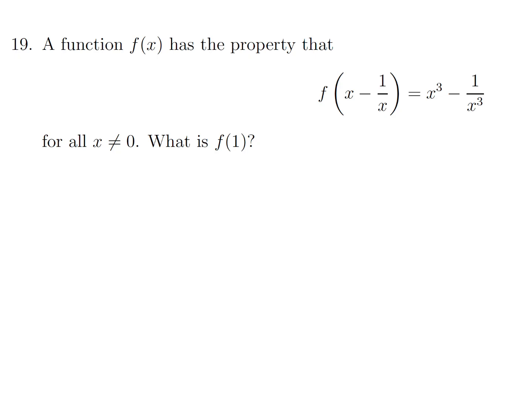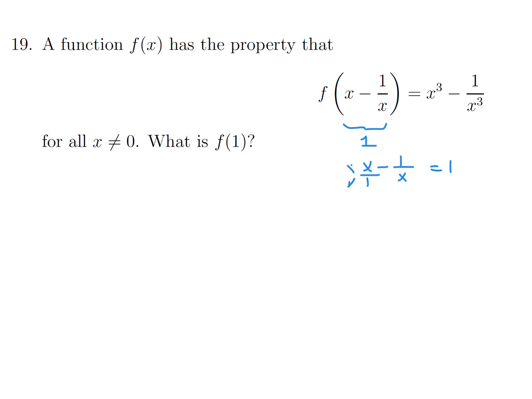A function f at x has the property that f at x minus 1 over x is equal to x to the power 3 minus 1 over x to the power 3, for all x that are not equal to 0. What is f at 1? Okay, so we want to put 1 here. That basically means that 1 over x minus 1 over x is equal to 1. Okay, so we have to solve for this.